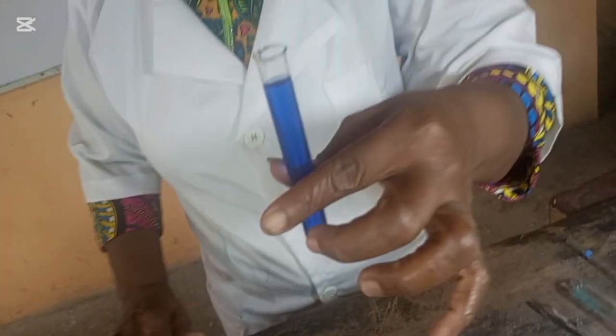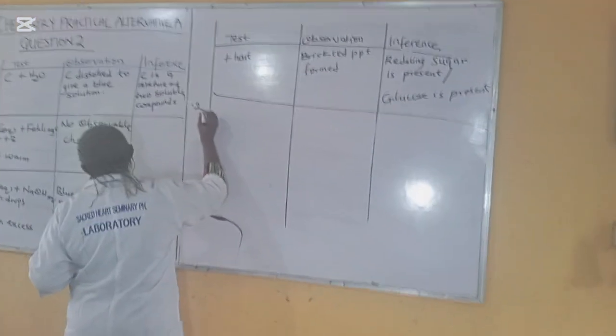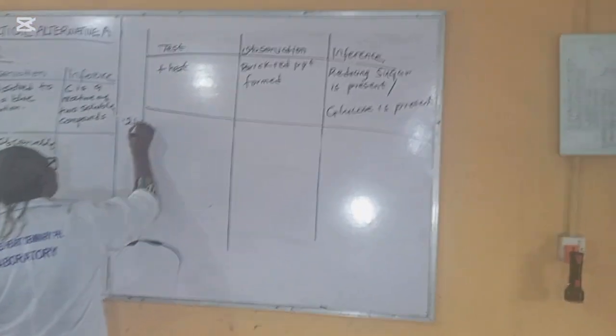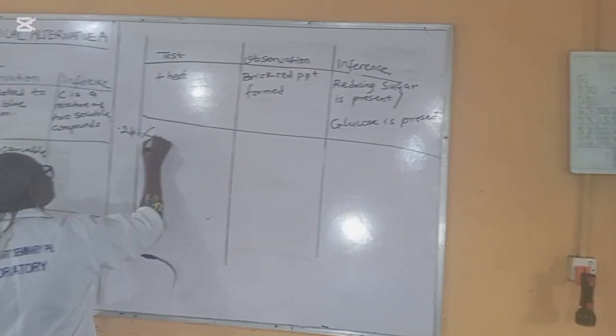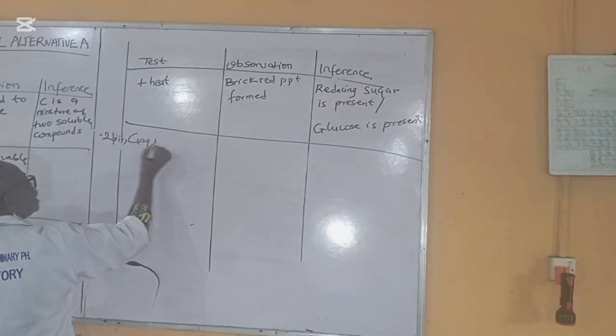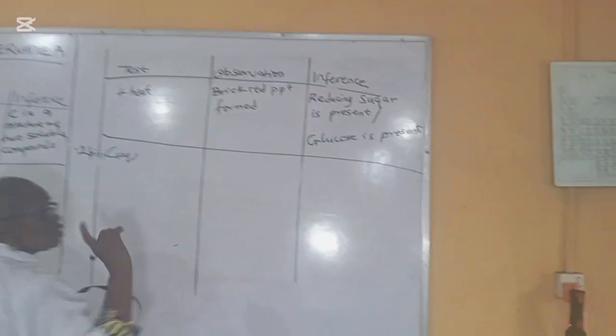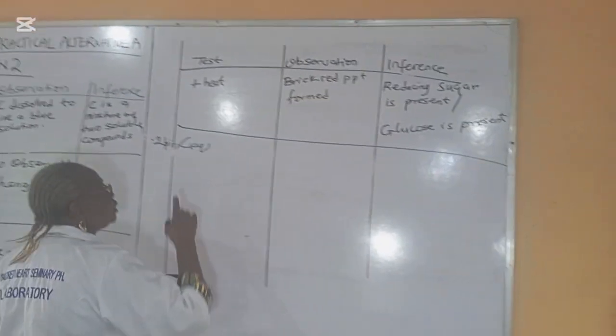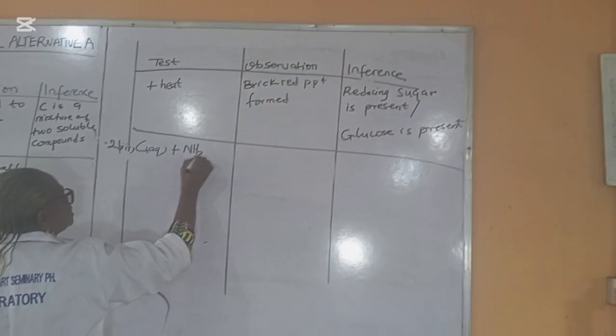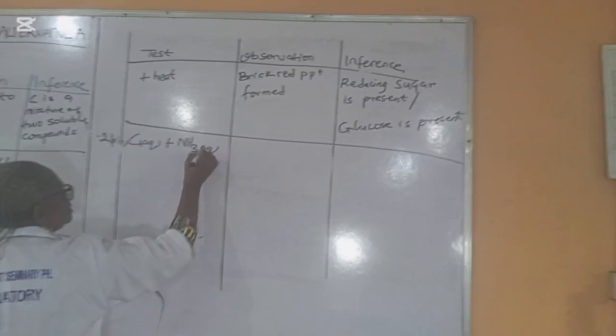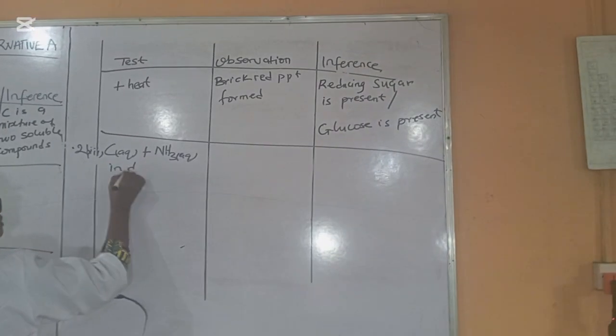You see, it has dissolved to give a deep blue solution. You report. Make sure your number is well written: 2B, Roman figure 3. C aqueous, or you say third portion of C solution. Never use C alone. Make sure you put solution plus aqueous ammonia in drops.